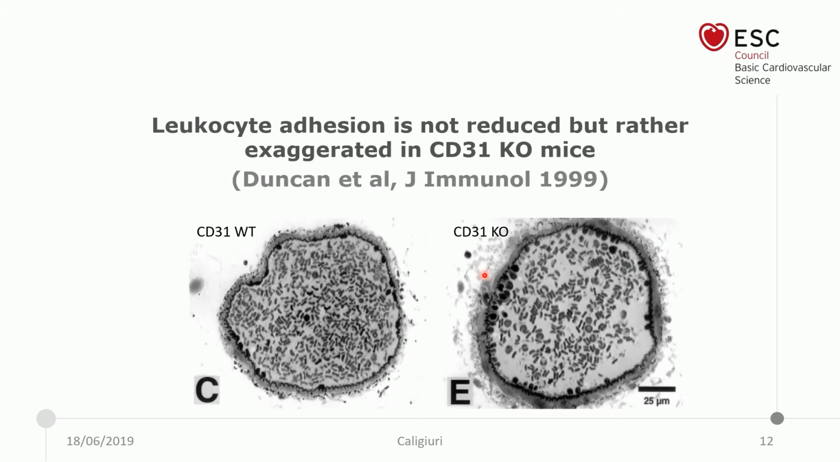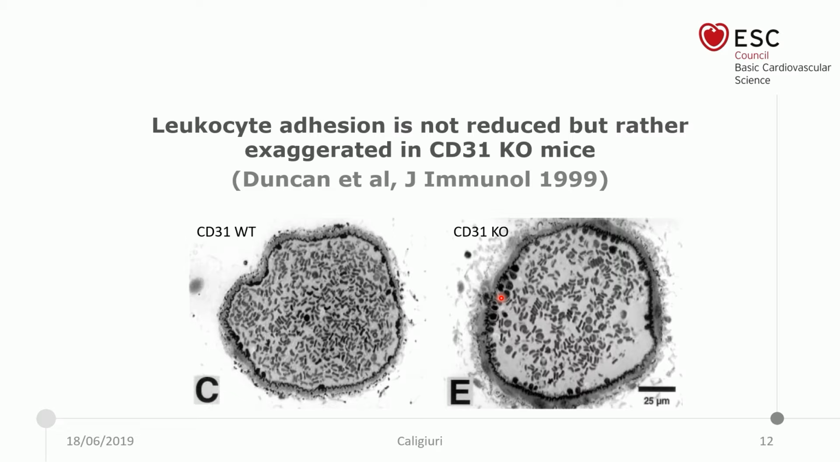Almost 10 years later, in 1999, the first knockout mice were available, and it was evident that adhesion of leukocytes here in venules is not an issue. Adhesion works very well in CD31 knockout mice, perhaps even better. If you look at the leukocytes here, they look like they are trapped close to the endothelium, much more than in the other mice. So adhesion is not invalidated in the absence of CD31.